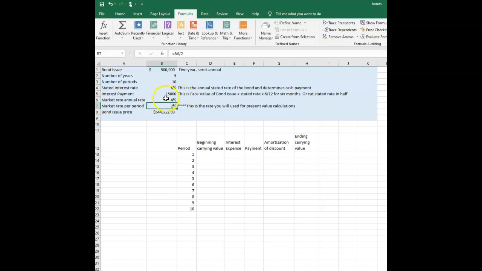So I'm going to go back to our original example, and in the next video I'm going to show you how to do the amortization table for this bond.